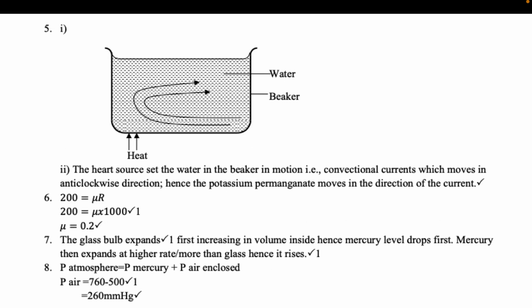The heat source sets the water in the beaker in motion, i.e., convectional currents which move in an anti-clockwise direction, hence the potassium permanganate moves in the direction of the current. The glass bulb expands first, increasing in volume inside, hence the mercury level drops first. Mercury then expands at a higher rate than glass, hence it rises. Point 1. P = atmospheric pressure.